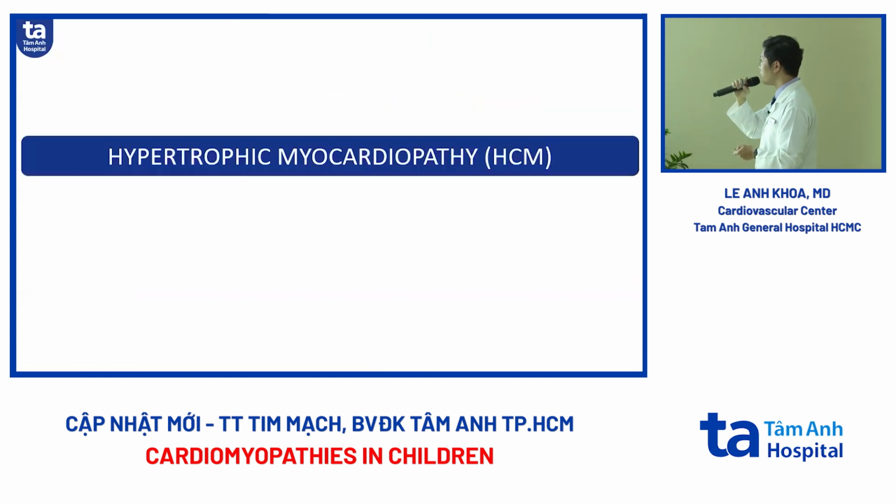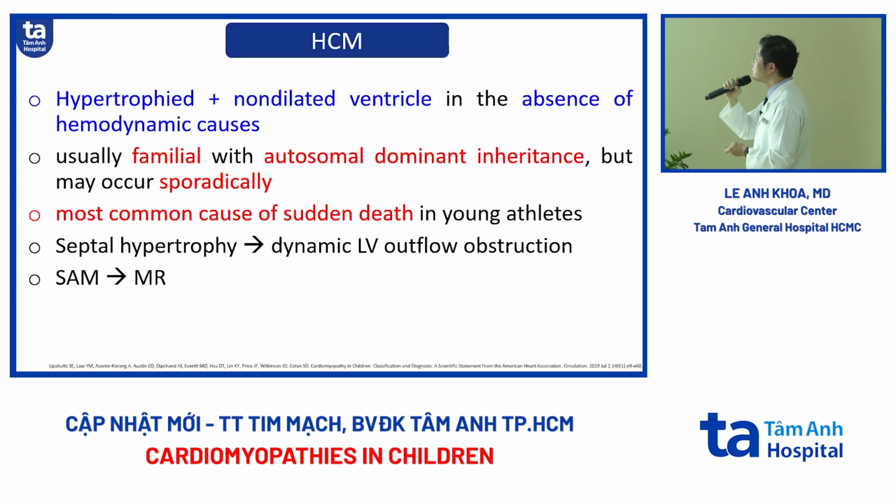The next one is hypertrophic cardiomyopathy. The definition is hypertrophy and a non-dilated ventricle in the absence of hemodynamic causes. It is usually familial with autosomal dominant inheritance, but may occur sporadically, and it is the most common cause of sudden death in young athletes. The septal hypertrophy may cause dynamic LV outflow obstruction, and the SAM, the systolic anterior motion of the mitral valve, can cause mitral regurgitation.